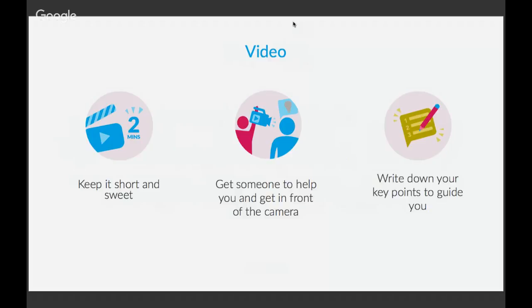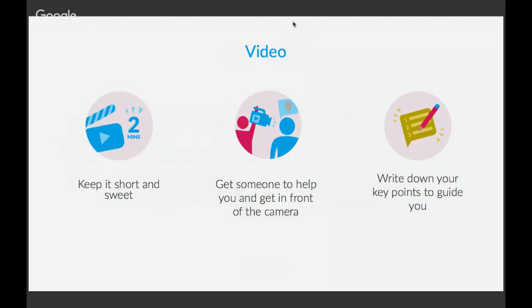There's lots more advice on making a video in the pack, but the basics to really remember is it doesn't have to be professional. Just grab your smartphone. An iPhone is absolutely fine. It doesn't need to be any more than that. It doesn't have to be really long either. Short and sweet is much better. Two minutes really is a bit of a maximum. If anything, I would go less than that. And do get someone to help you.